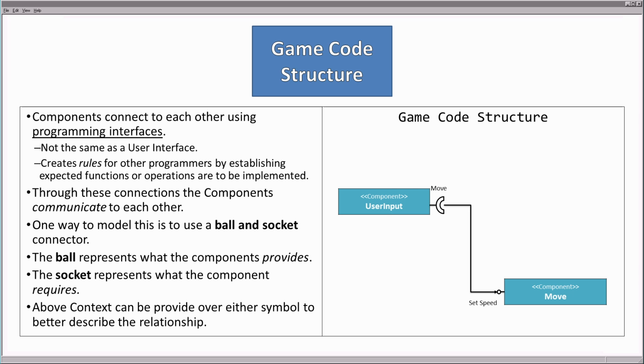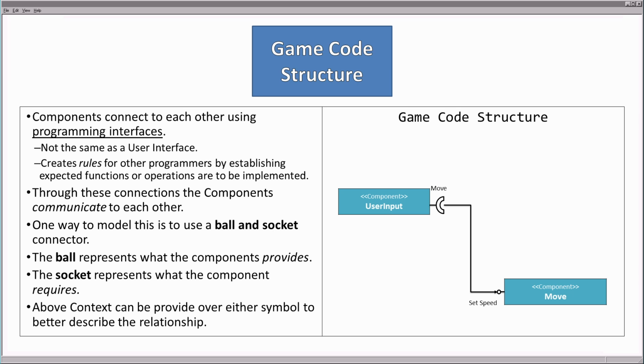Through these connections, the components communicate with each other. One way that we model this is using a ball and socket connector. The ball represents the component and provides the information or functionality. The socket represents what the component requires, and again, this is for information or functionality.